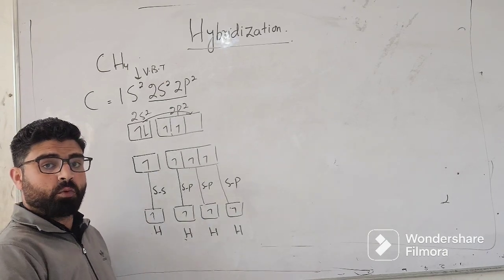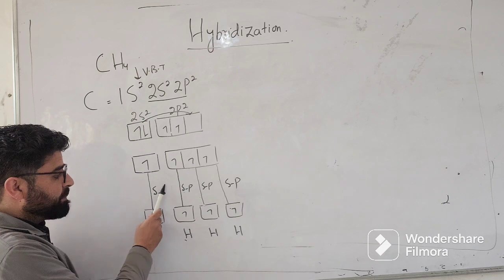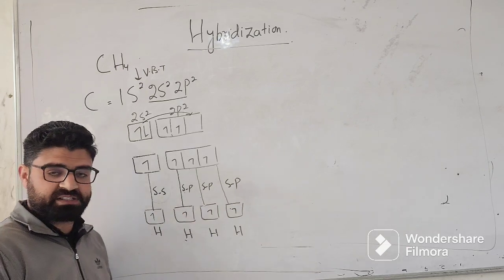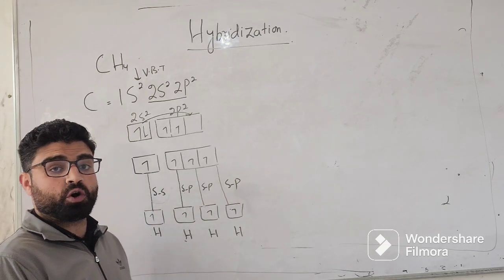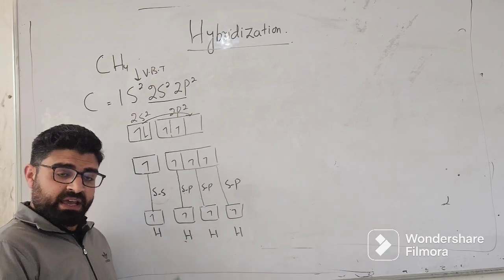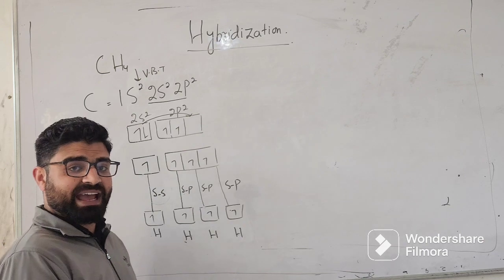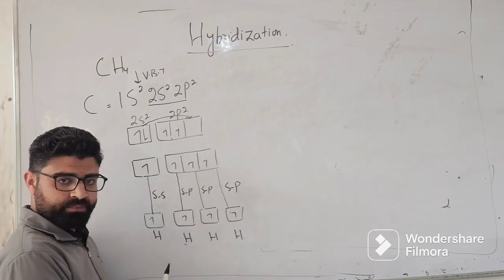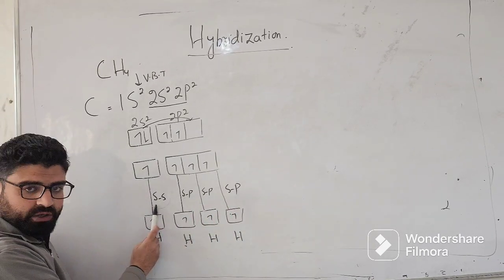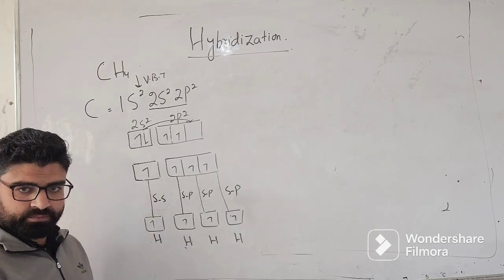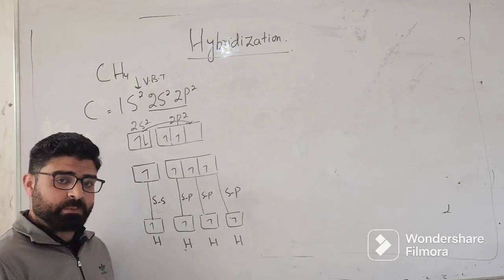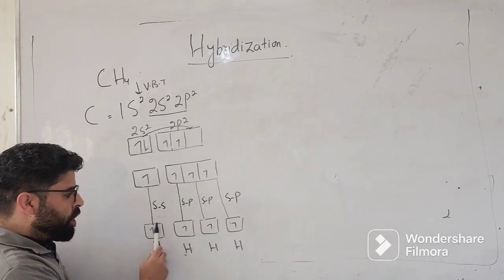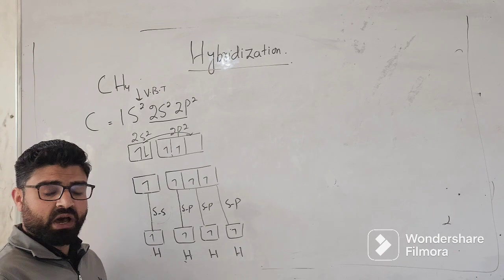So in these four bonds, one bond is formed by ss overlap and the other three bonds are formed by sp overlap respectively. According to valence bond theory, a bond formed by sp overlap is stronger than a bond formed by ss overlap. This means these three bonds must be stronger than the bond formed by ss overlap. But experimental analysis shows that all four C-H bonds in CH4 are equally strong.